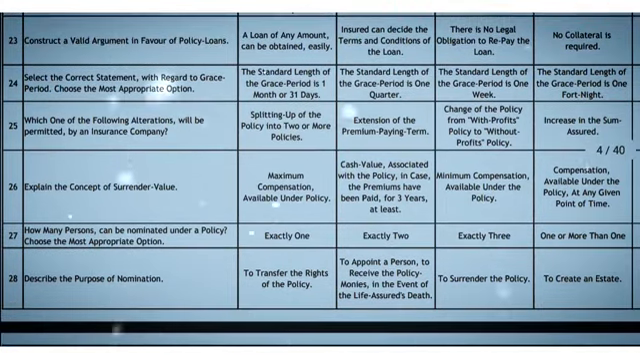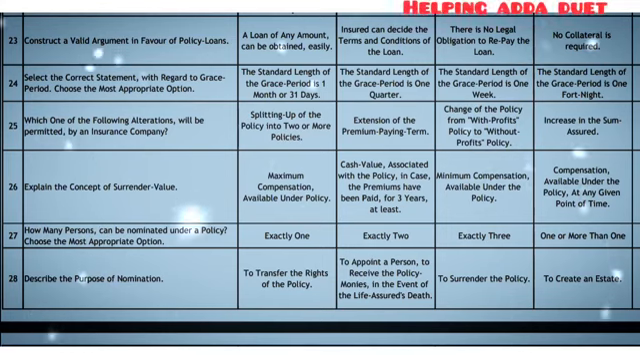Question number 24. Select the correct statement with regards to grace period. Choose the most appropriate option. Option number 1. The standard length of grace period is 1 month or 31 days. Option number 2. The standard length of grace period is 1 quarter. Option number 3. The standard length of grace period is 1 week. Option number 4. The standard length of grace period is a fortnight. So the answer is the standard length of grace period is 1 month or 31 days. So option 1 is correct.